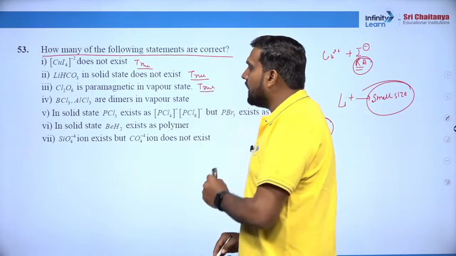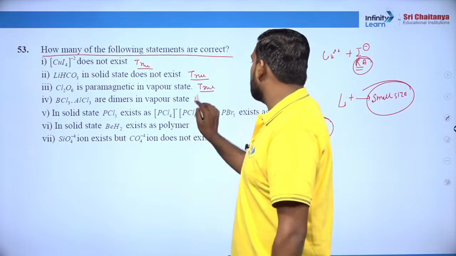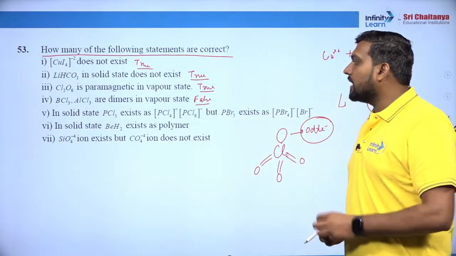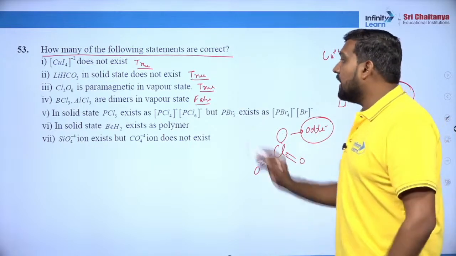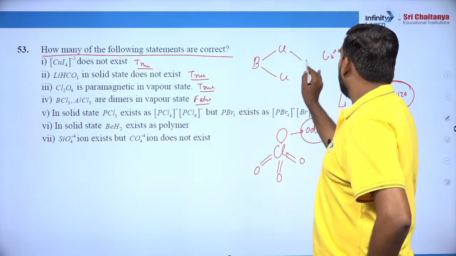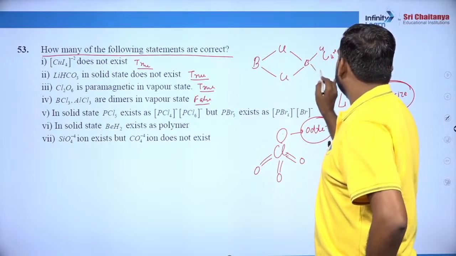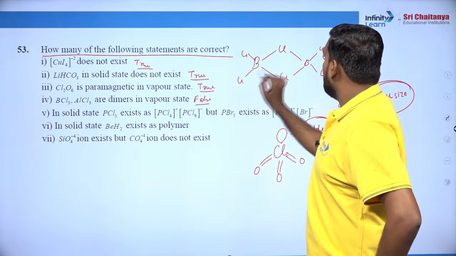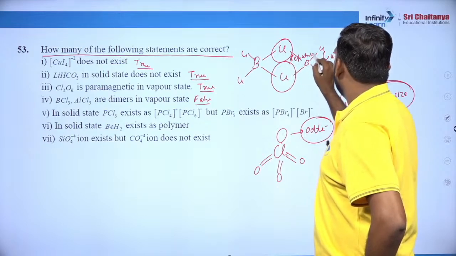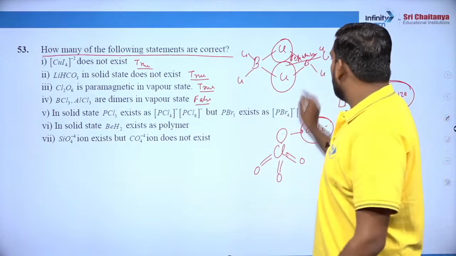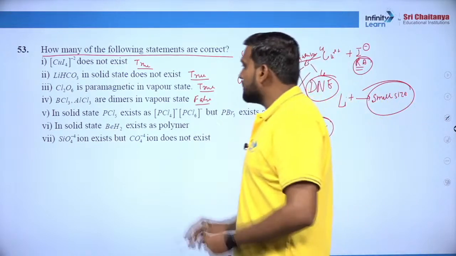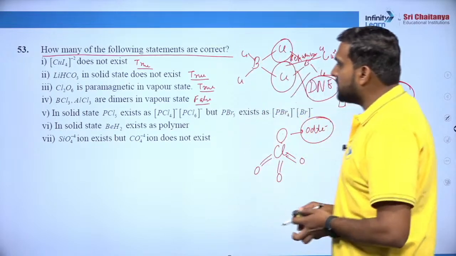Next is BCl3 and AlCl3 are dimers in vapor state. False. AlCl3 only dimerizes in vapor state, BCl3 does not dimerize. Why? Because of the large size of the chlorine. So what happened is that here the chlorine, here the chlorine, if you want to dimerize it, it will look something like this. Okay. So these chlorines are huge in size. Okay. So there is a repulsion, and due to this repulsion, these molecules break. Okay, so it does not exist. Okay, so remember this is a false statement. Next is in solid state PCl5 exists as this.